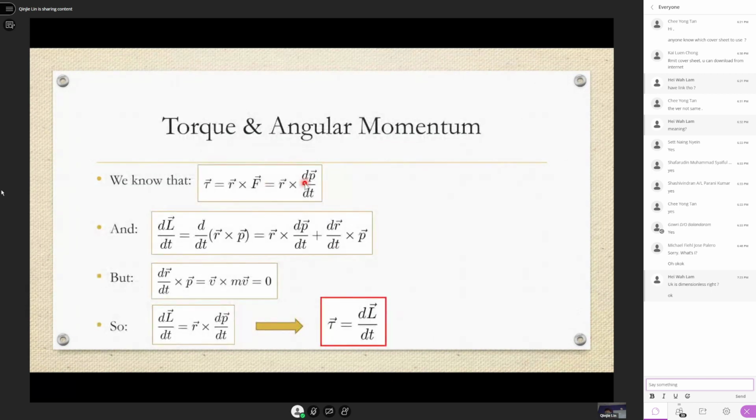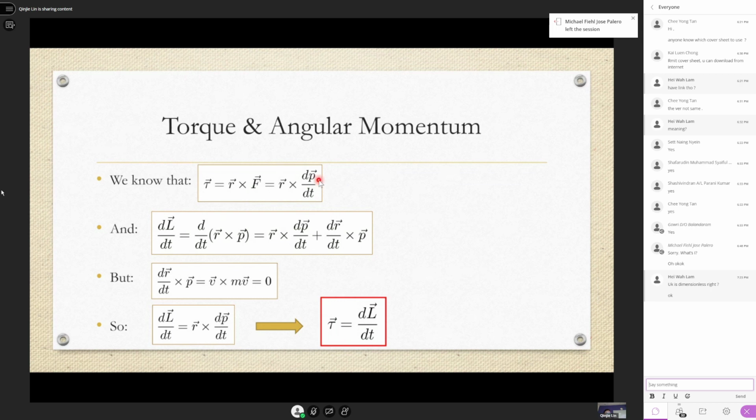Now it comes to equations. So what is the angular momentum equation? Briefly, this is how we come up with it. We know that torque equals R cross F, which we talked about just now. This F, you can also change to dP over dt. Remember from your linear momentum, the impulse portion, F equals dP over dt.